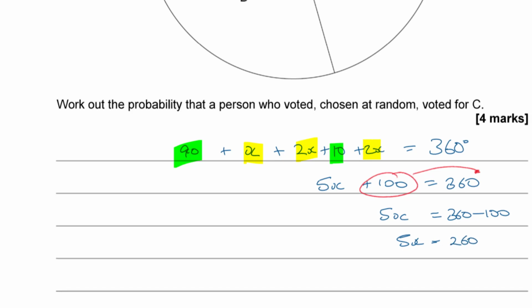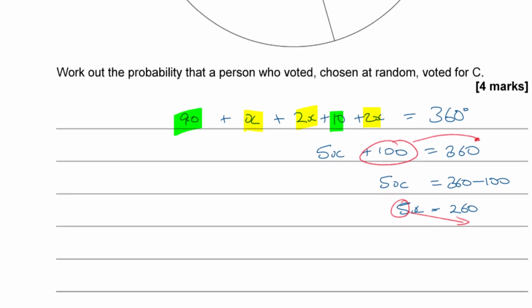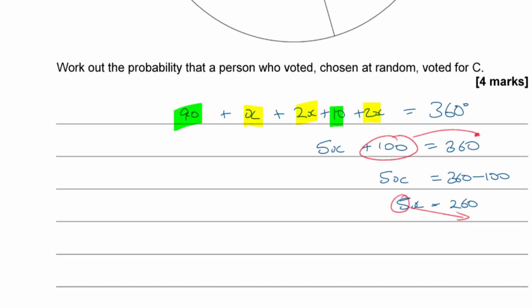And then finally I can divide by that 5. So x equals 260 divided by 5, which is, well, dividing by 5 is like dividing by 10 and doubling. So 260 divided by 10 is 26, times 2 is 52. So x is 52 degrees.